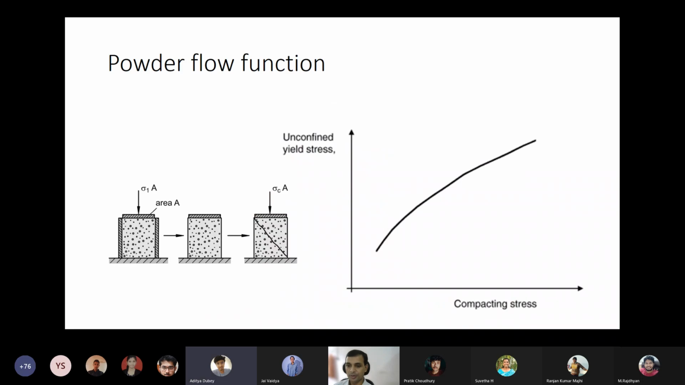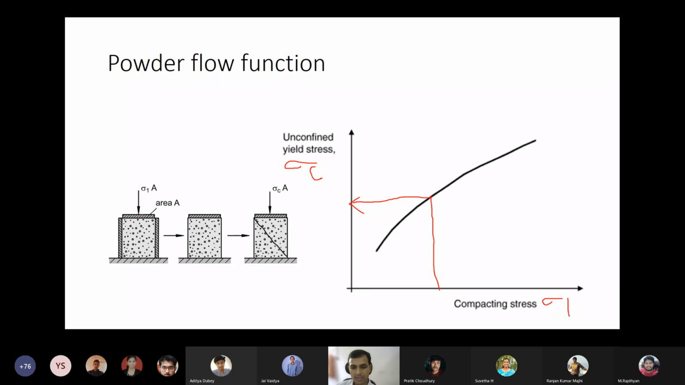So, as you rightly asked, I brought the same thing we discussed in the last class. Thank you to the student who asked the question. Here we discussed in the last class sigma C, the unconfined yield stress. It depends upon the compacting stress, the initial stress that we apply. You can see very clearly, if you have initial compaction as this much, you will have this much of sigma C. This is sigma C and this is sigma 1, the consolidation stress or compact stress.